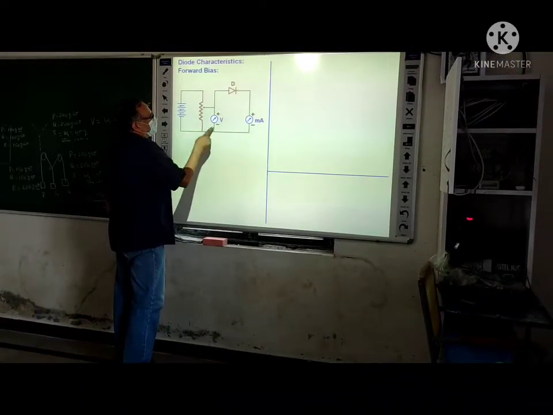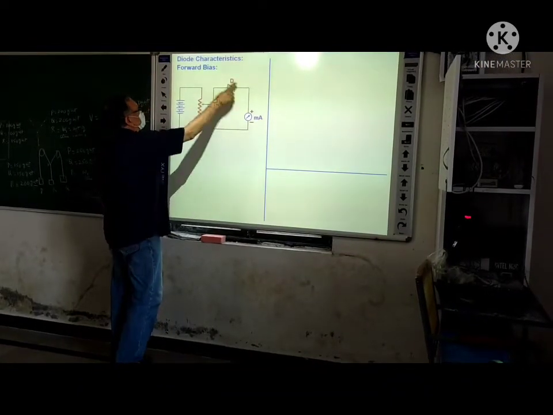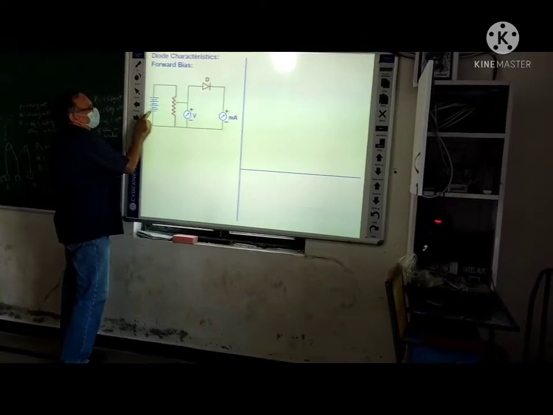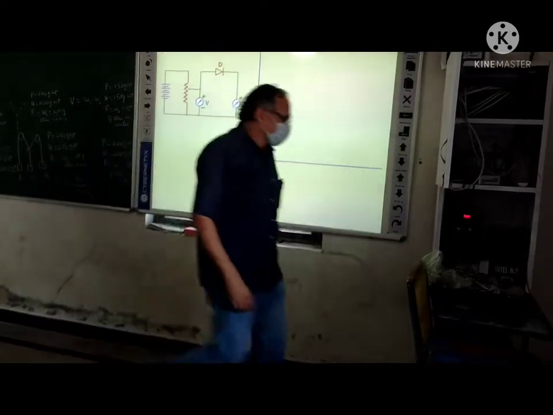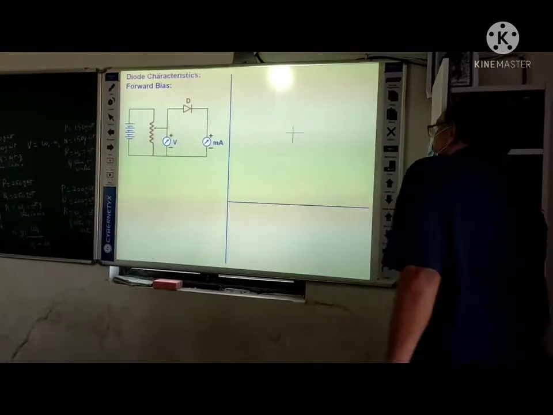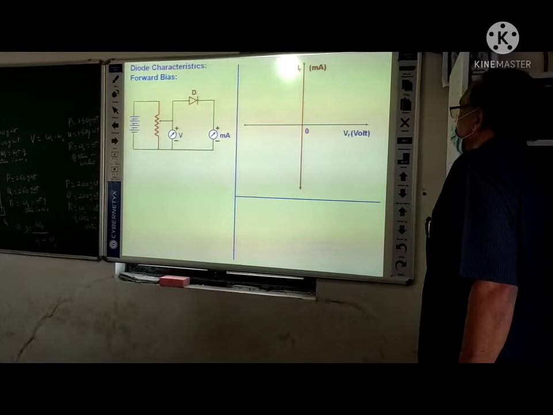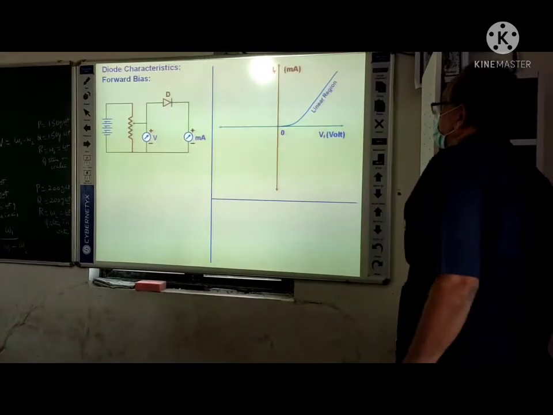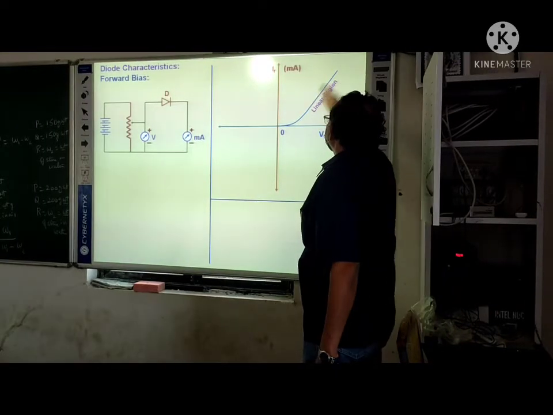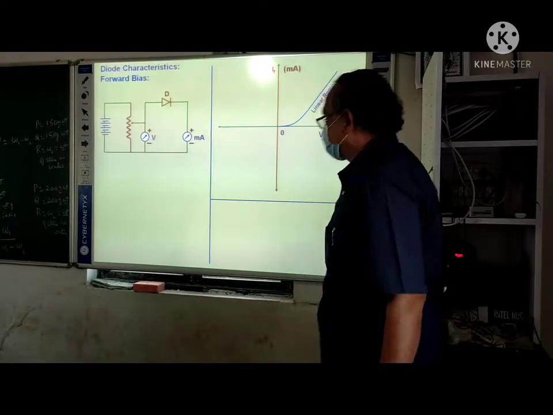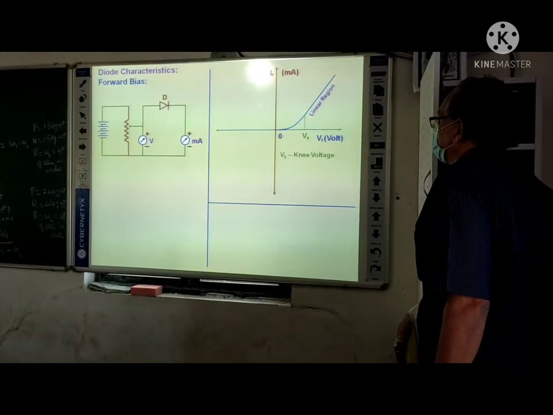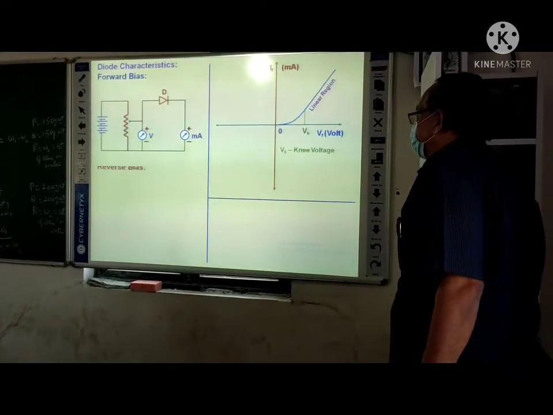Negative terminal is connected to negative, positive to positive. This is called forward voltage, forward current. So this is called the linear region, the straight line region. So that is called the knee voltage in the forward bias.